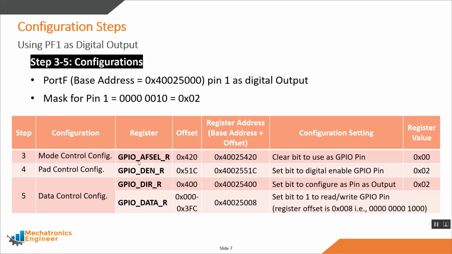As we discussed earlier, the alternate function select register value will be 00, and we will be using the digital enable register in order to enable that pin as a digital pin. But in the direction enable register, you noticed instead of clearing the bit, now we are setting the bit, because when we need to configure a pin as a digital output, we set that bit in the direction enable register. The offset value for the data register is also calculated as we discussed earlier. The only difference is now we want to access pin 1 instead of pin 6.